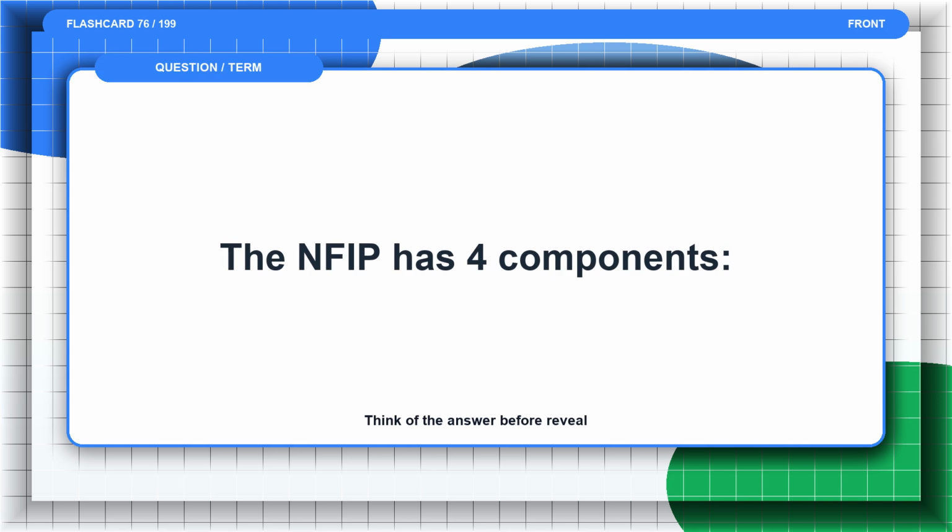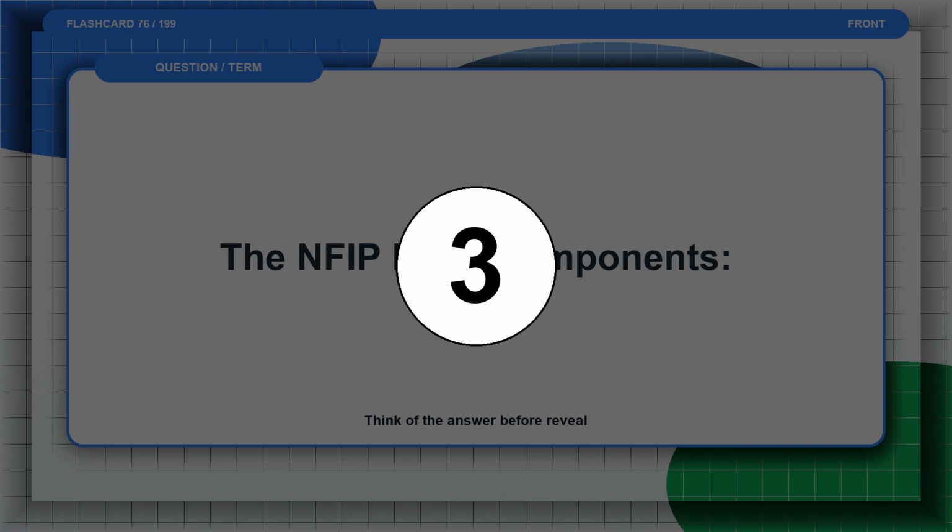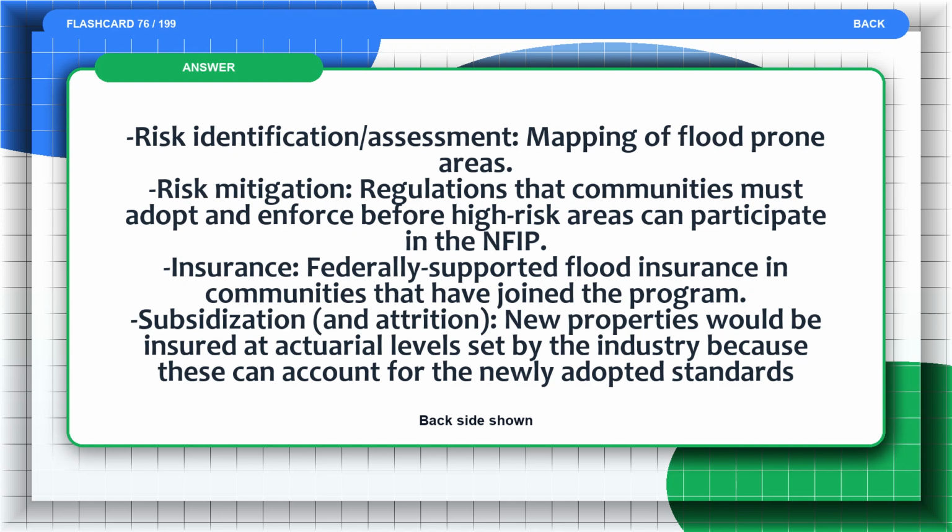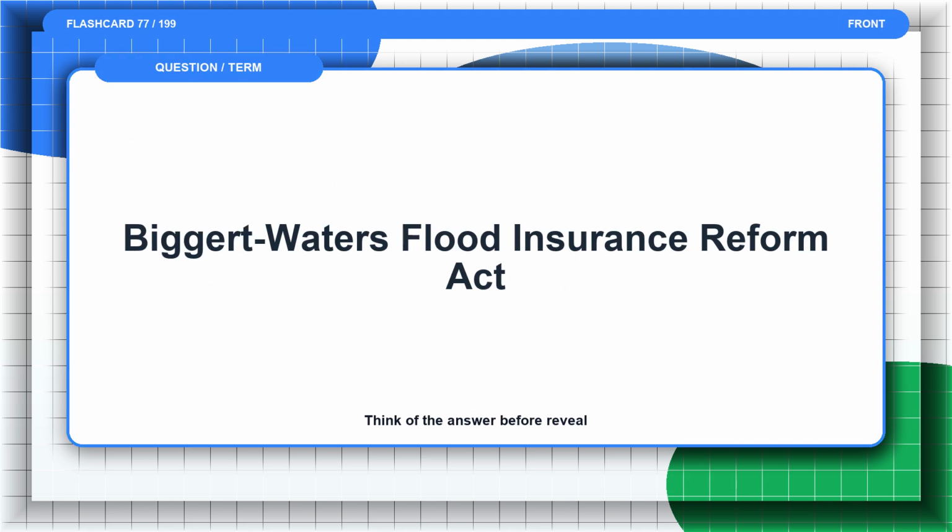Flashcard 76. The NFIP has 4 components. Pause and think of the answer before the reveal. The answer is risk identification and assessment, mapping of flood-prone areas, risk mitigation, regulations that communities must adopt and enforce before high-risk areas can participate in the NFIP, insurance, federally supported flood insurance in communities that have joined the program, subsidization and attrition. New properties would be insured at actuarial levels set by the industry because these can account for the newly adopted standards. Flashcard 77. Biggert-Waters Flood Insurance Reform Act.